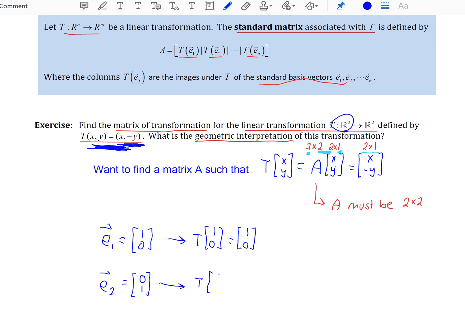When you apply T to the vector 0, 1, remember, the X component stays the same, but you negated your Y component, so this is going to be 0, negative 1. Putting these together, this tells us that our matrix A has to look like 1, 0, 0, negative 1. So this is your matrix of transformation.